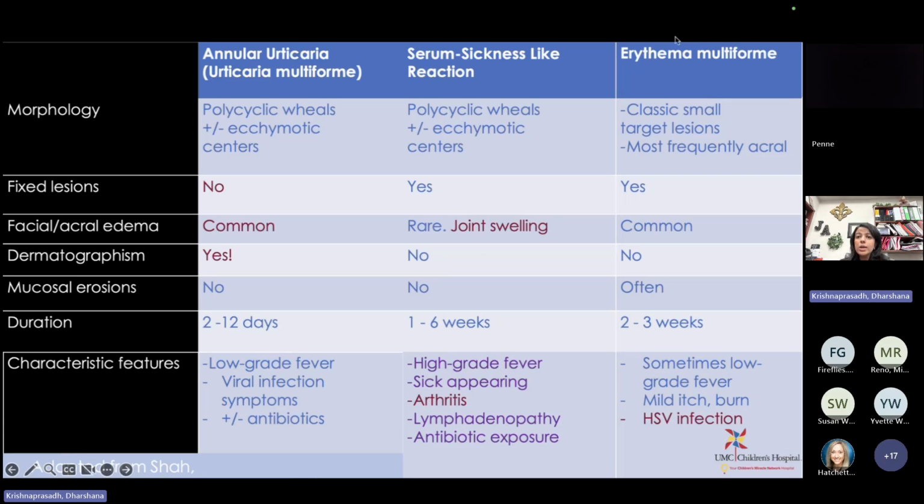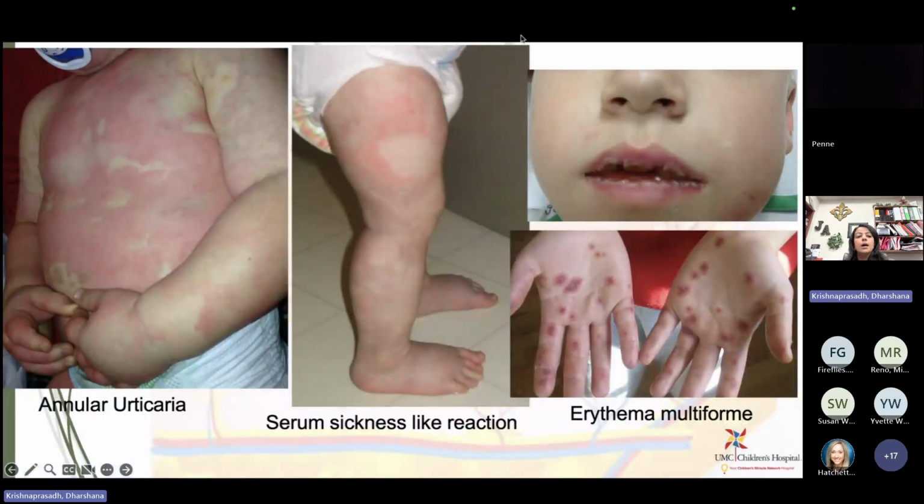Moving over to what erythema multiforme looks like, it's more like target-like regions. It can happen more in the acral distribution. They are fixed lesions, and mucosal involvement is there most of the time. They go on for a little longer, 2 to 3 weeks. They can have low grade fever, mild itching or burning sensation, and HSV can be a trigger in these kiddos.